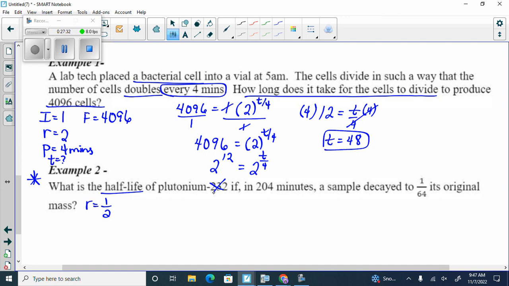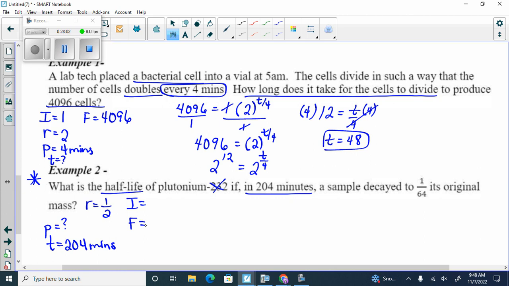Okay, what is the half-life if in 204 minutes, did they give me P or T? T. Because they're asking for the half-life. They're asking for P, right? They're asking for the period of the half-life. And they gave me T as 204 minutes. Well, if I know I'm missing P, I know I have to have the initial and the final, or I cannot solve this.